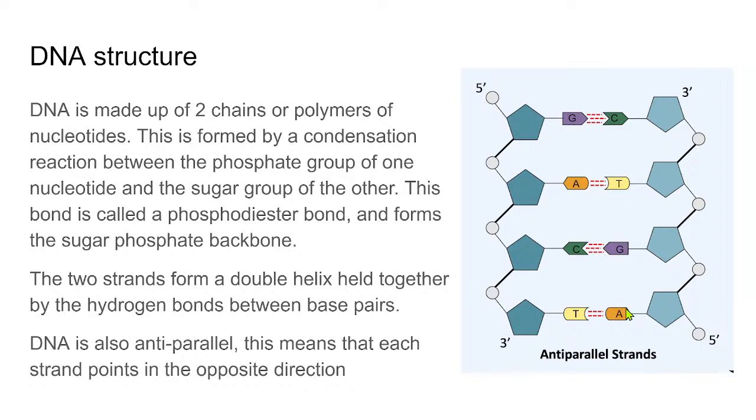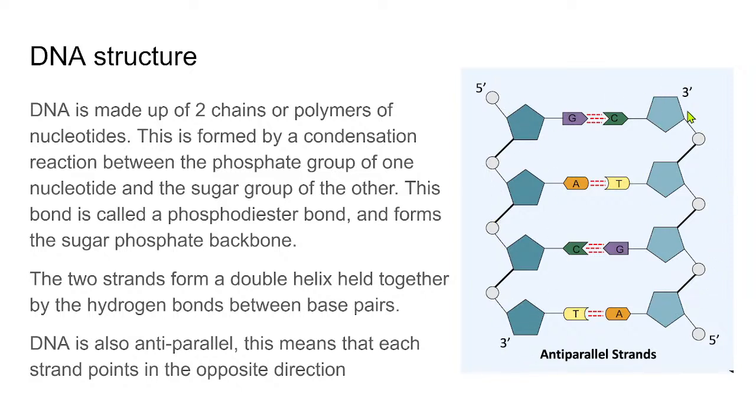DNA is a structure made up of 2 chains of polymers of these nucleotides. The formation is by a condensation reaction between this phosphate group up here and the pentose sugar. And this bond here is your phosphodiester bond, and it's quite important you know that. It comes up quite a lot. It's 1-mark questions. And this bit here is your sugar phosphate backbone.